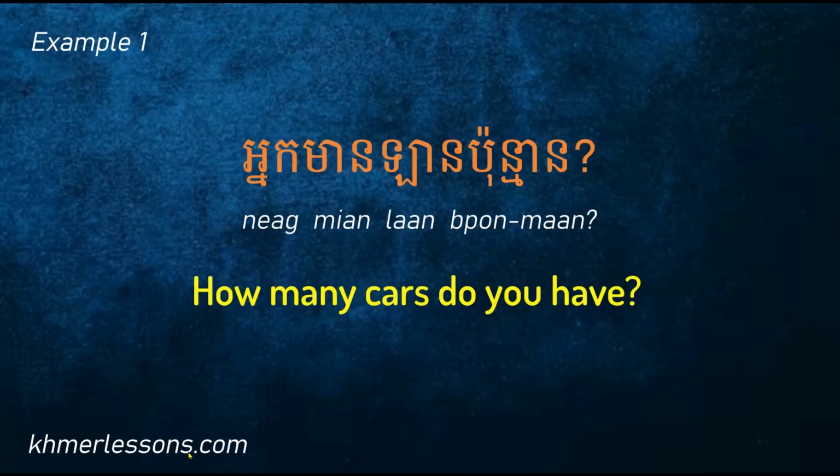How many cars do you have? Car is a thing, so we consider it as a thing. In Khmer you say អ្នកមានឡានប៉ុន្មាន. You see, in Khmer you say ឡាន first, which means car, and then ប៉ុន្មាន after. ឡានប៉ុន្មាន.